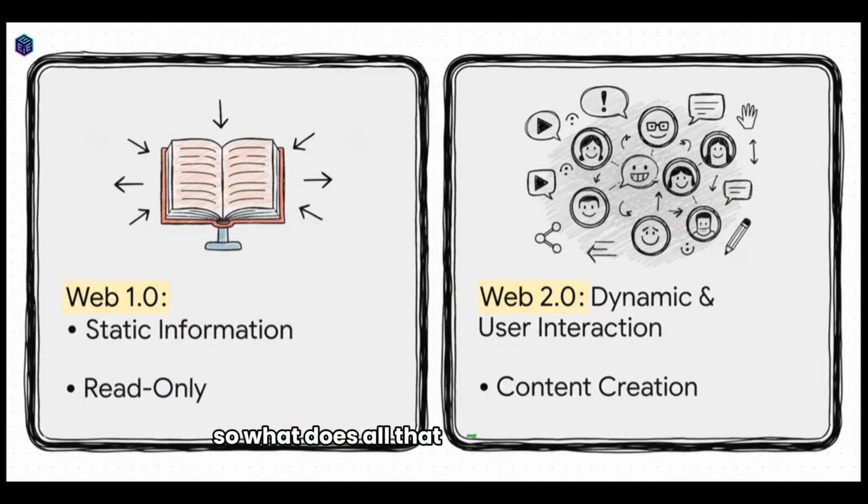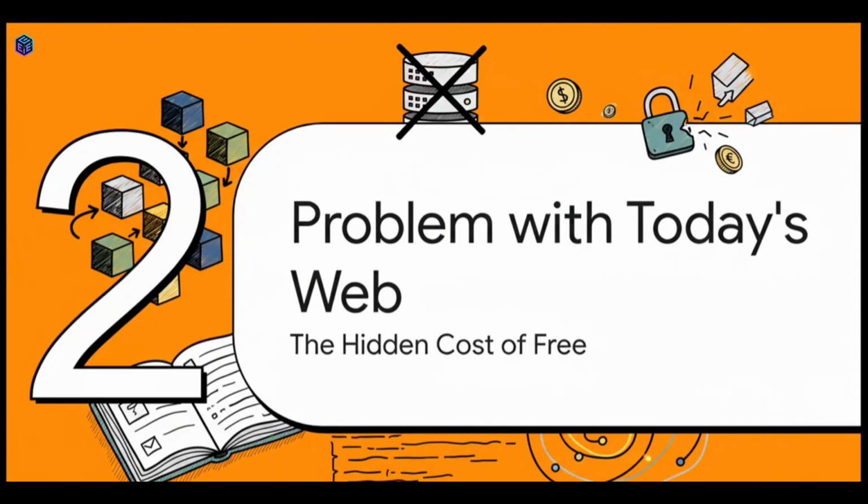So what does all that read-only and read-write stuff even mean? Well, think of Web 1.0 like a giant digital library. You could go and look up information, but you couldn't really add your own books to the shelf. Then, Web 2.0 showed up with things like Facebook and YouTube, and bam, the internet exploded. It became interactive. We could all become creators and share our stuff. But here's the thing. This amazing, interactive Web 2.0 that we all use and love, well, it came with a catch, a hidden cost that we're all paying whether we realize it or not.